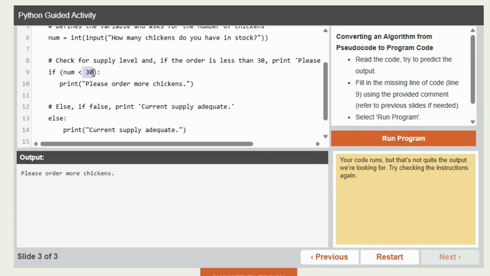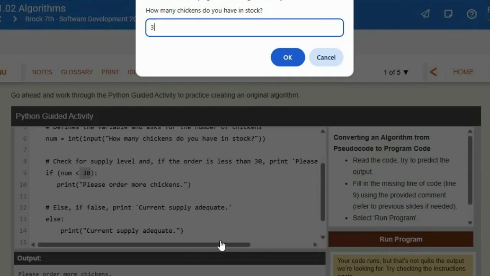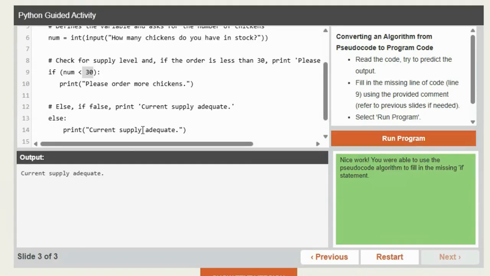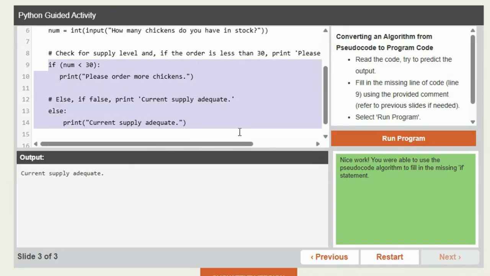Now let's check a number that's not less than 30, like 30. 30 is not less than 30. Current supply adequate. So since it was not less than 30, it went down to the else and said, okay, we've got enough chickens. So this is the algorithm it's using, just to check, do you have this much? If not, print this. If you do, print that.